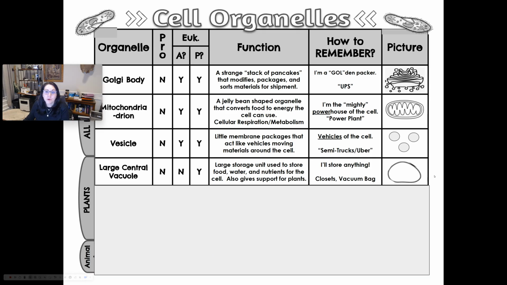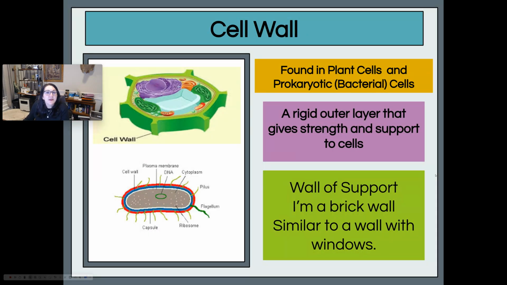Just a few more, we're almost done. The next thing a plant cell has, but animal cells do not have, would be a cell wall. This is a rigid outer layer that's going to give it added support. So animals, we're kind of flexible and our cells don't need that extra support, but plants do. And so do prokaryotic bacteria cells. And so this is just like a brick wall. It supports, it's similar to a wall with windows in it.